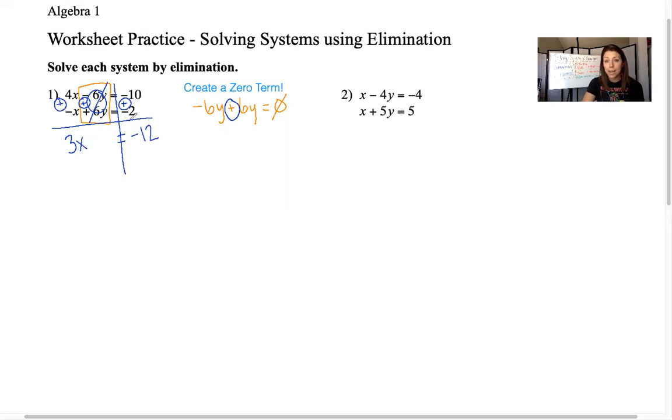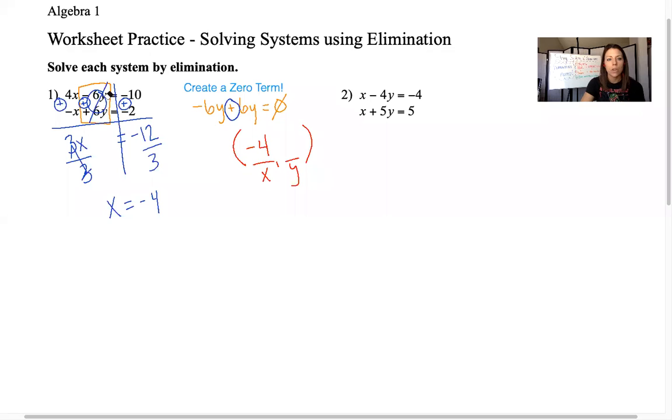Now that we have eliminated our y's by creating a 0 term, we can solve for x. To solve, we divide both sides by 3. That's a big 1 factor. And we end up with x equals -4. Remember, our final goal here is to have a solution. And a solution contains an x and a y. So we just found that x is -4.